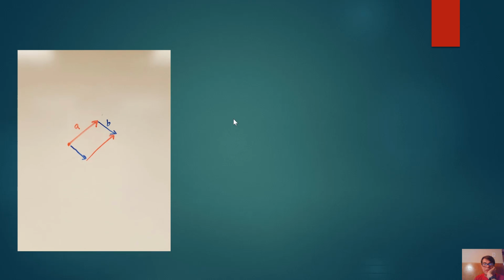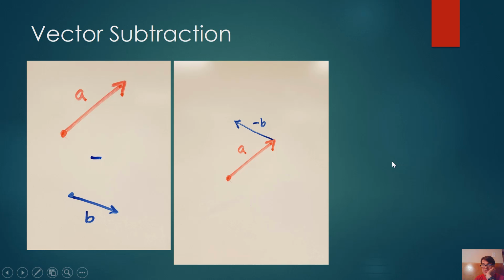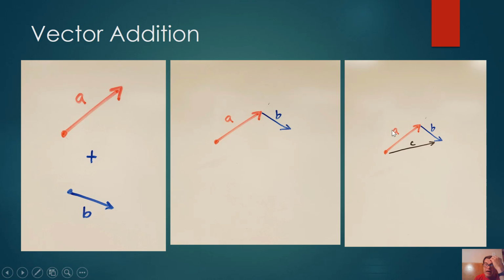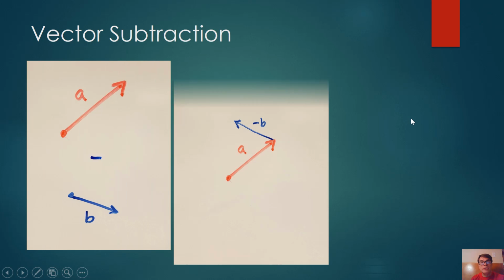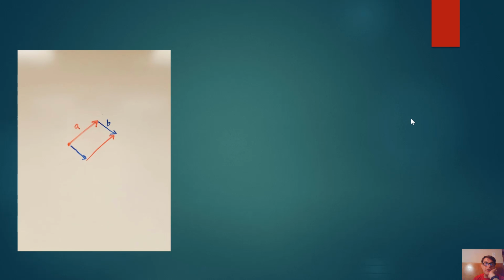Okay. Now, this here is called the triangle law. You notice that in both of these, I made a triangle. And so you can call that the triangle law, for vector addition or vector subtraction. But you can also do it with a parallelogram. We call it the parallelogram law.